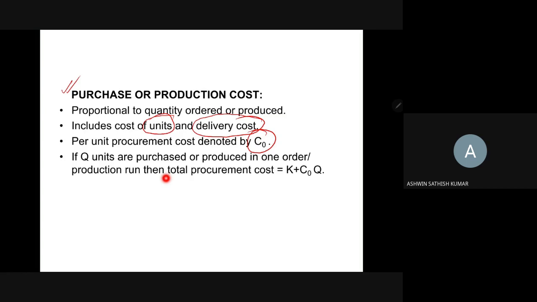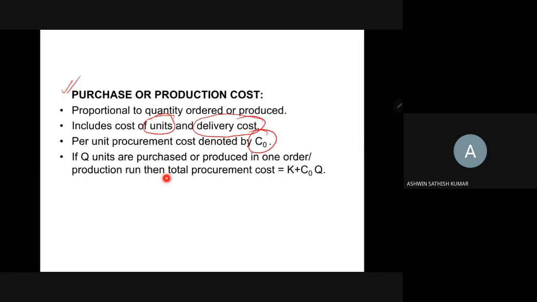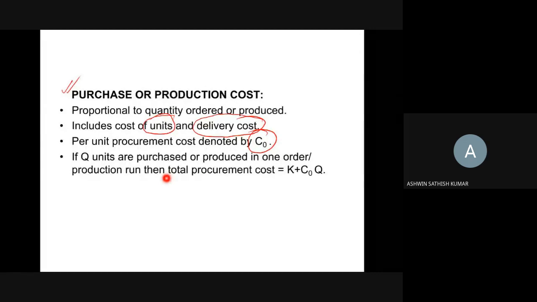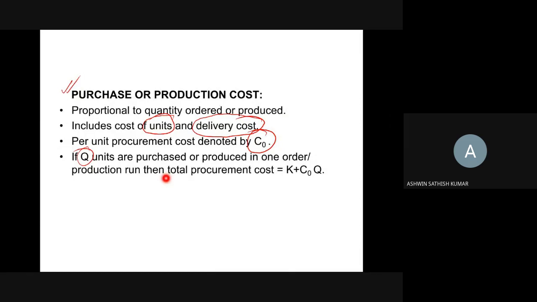If you assume that the unit purchasing cost is C naught, so the per unit procurement cost is denoted by C naught, then the total procurement cost, let Q be the quantity you are procuring. If Q quantity you are purchasing or producing, the total purchase or production cost will become C naught into Q.